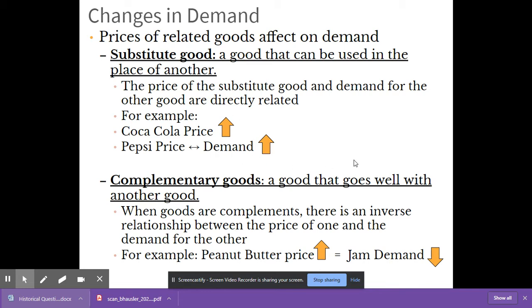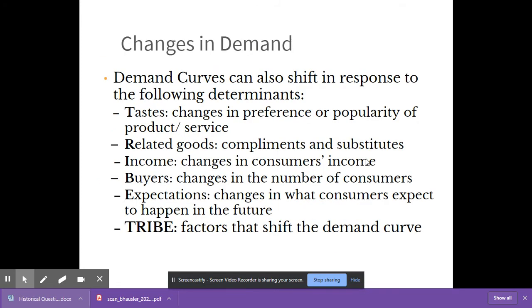If we go to complementary goods, we see a good that goes well with another will have an effect on its other goods. So let's use peanut butter and jelly slash jam. If peanut butter's price goes up, we may see jam's demand go down because they are often paired together. Overall, our determinants are tribe, which means taste, so the changes in preference or popularity of a product or service.